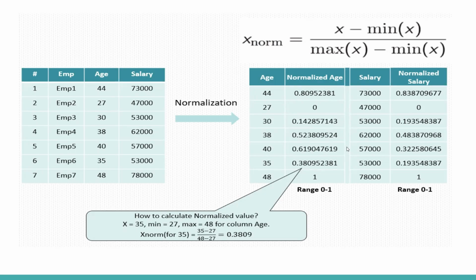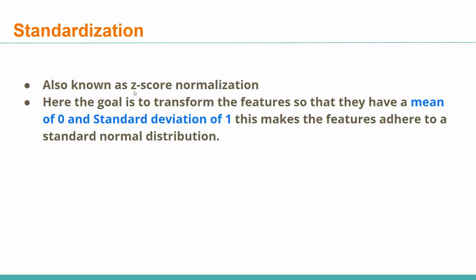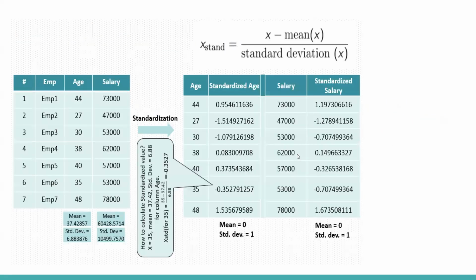Now let's discuss standardization. It is also known as Z-score normalization. Here the goal is to transform the features so that they have a mean of 0 and standard deviation of 1. This makes the feature adhere to the normal standard distribution. Taking the same example, here basically we calculate the Z-score of each value. So if we take the salary column, the first value is 73,000. So if we need to scale this, we use this formula: x minus mean of x divided by standard deviation of x.